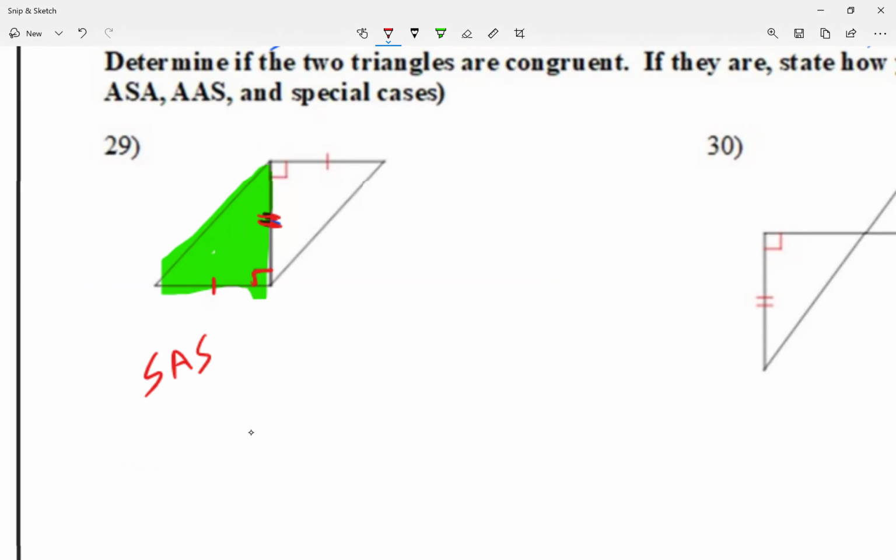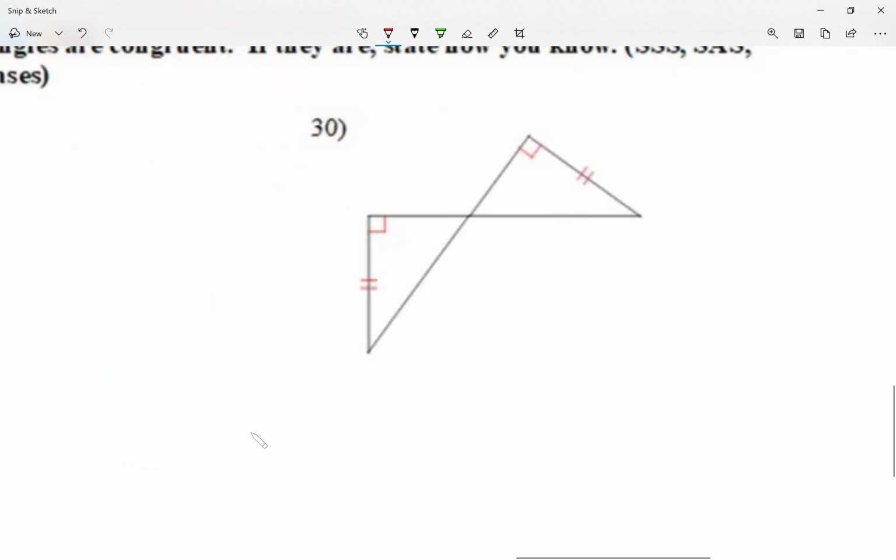Remember, when we talk about included angles, when the angle is where the two sides meet, that's what we call the included angle. So this is side, angle, side: two sides and the angle in between. Is the other one marked the same way? Yes. So side angle side. Just because you saw a 90-degree angle doesn't mean it has to be HL. Sometimes I'm going to confuse you like that.